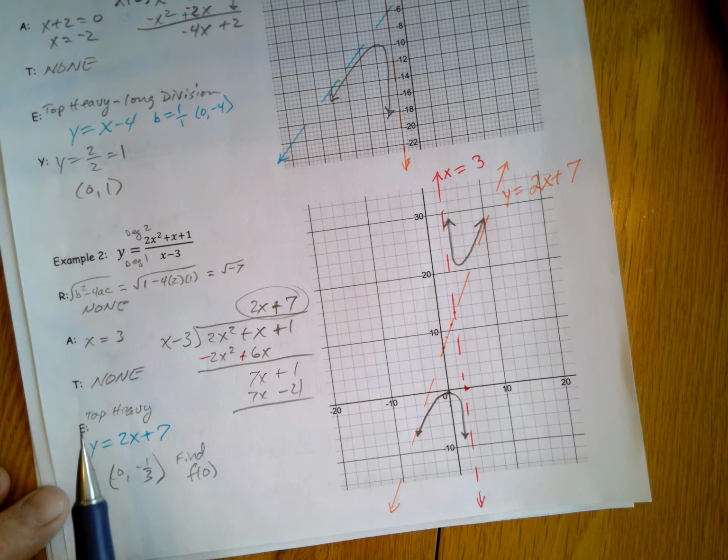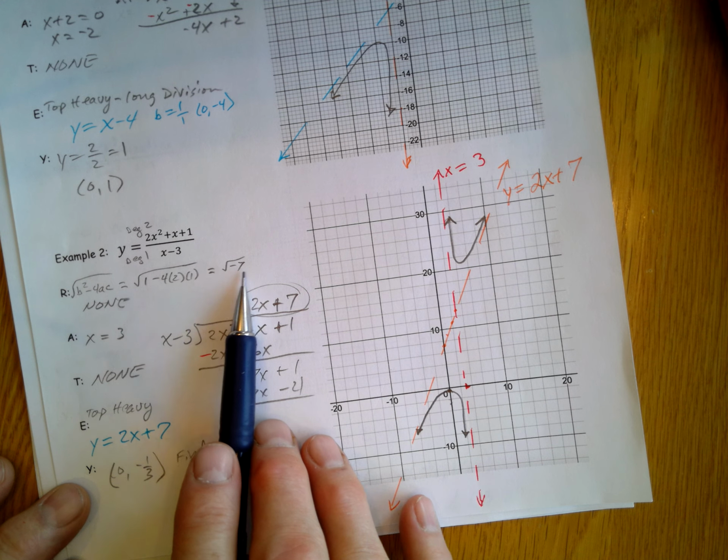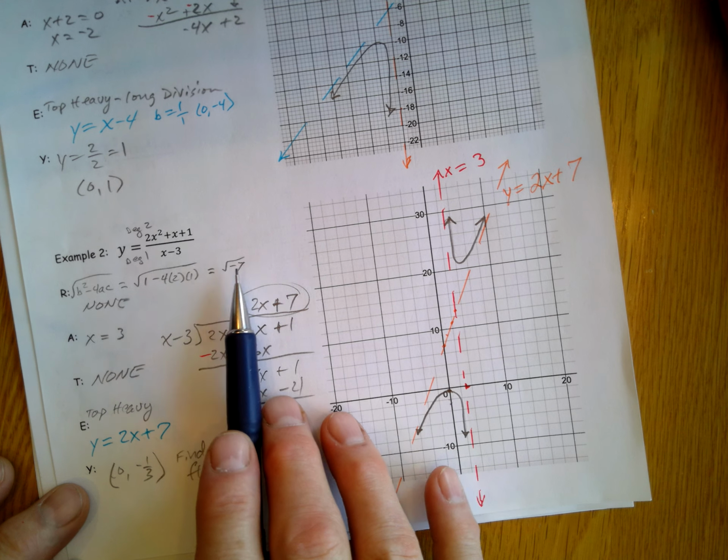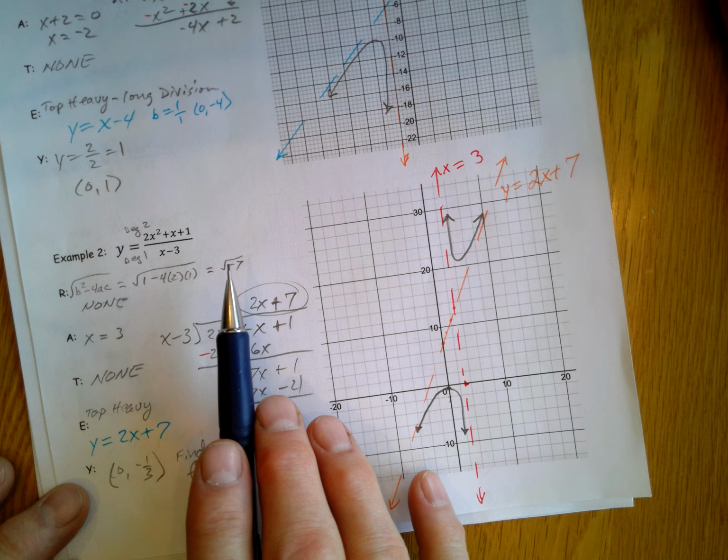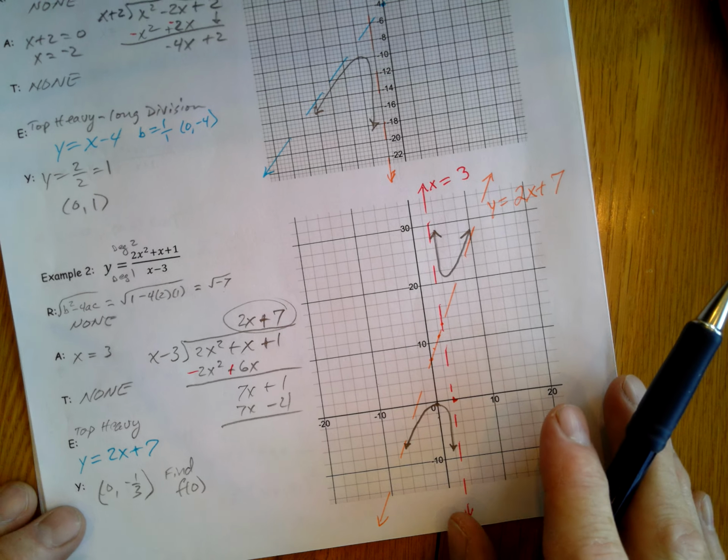Okay? Remember, this has to be a positive number or 0. If it's 0, it has one double root, and if it's positive, it has 2 roots. They could be rational or irrational.